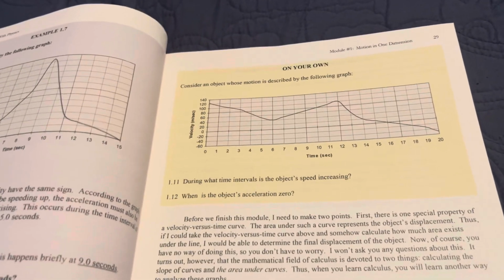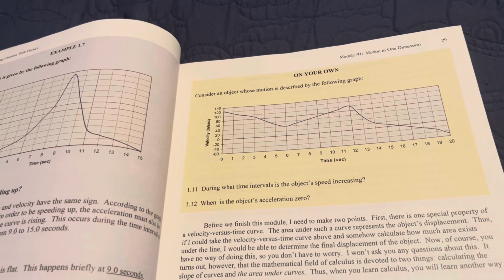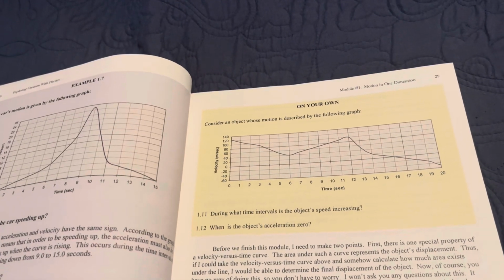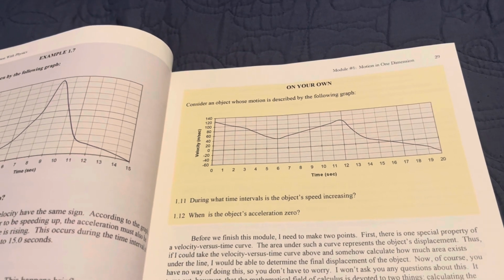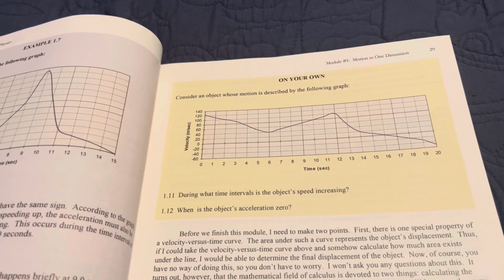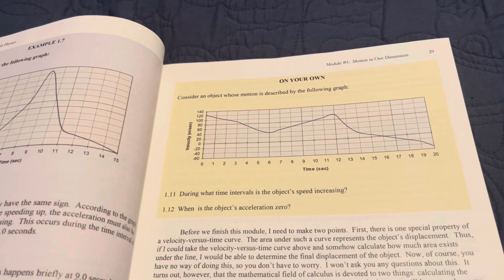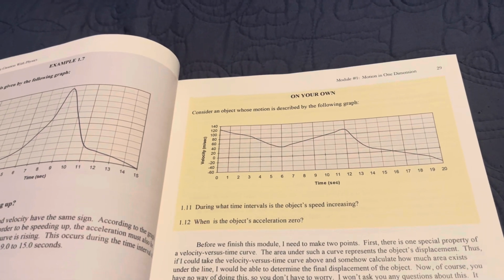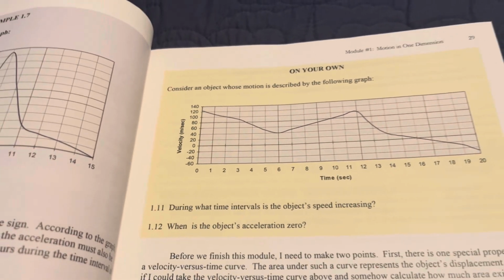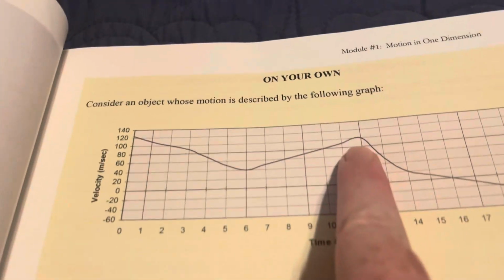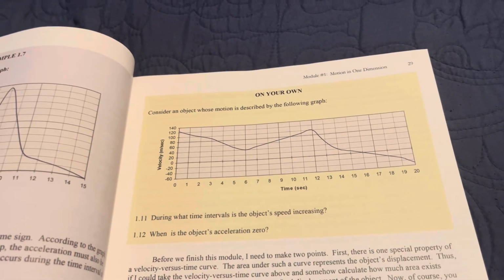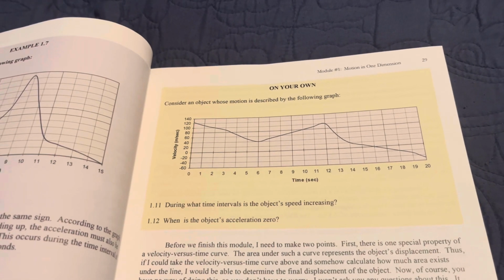Now on your own, 1.12 asks, when is the object's acceleration 0? Okay, well, I already talked about with this kind of graph that the slope is the acceleration. So the acceleration is going to be 0 whenever the curve is flat. And there's two places which that happens. I would say it's at 6 seconds, right there, you can see. And then it's also going to be at 11.8 seconds, that same measurement I got right there, okay? So that's the answers. Those are the answers for the on your own problem.